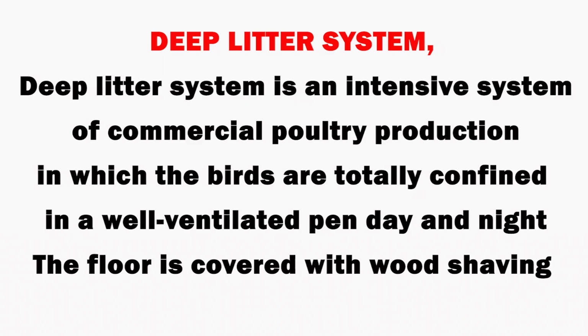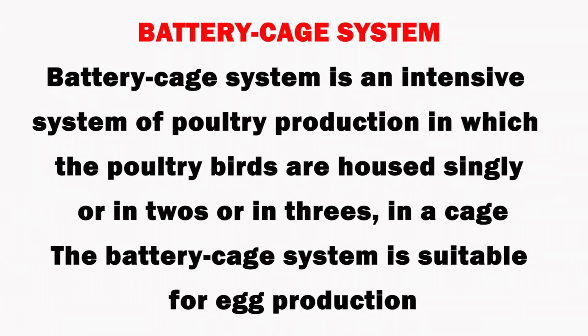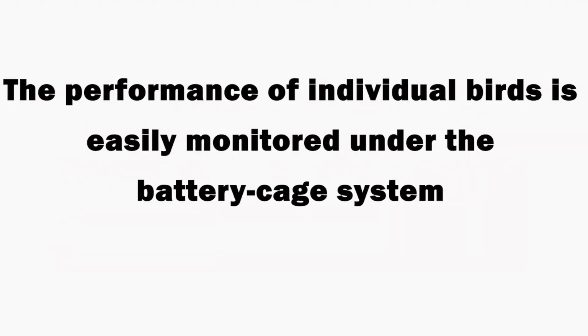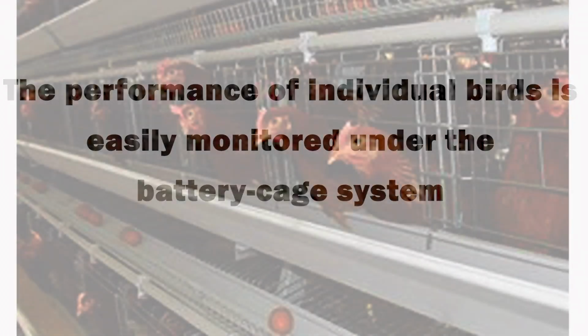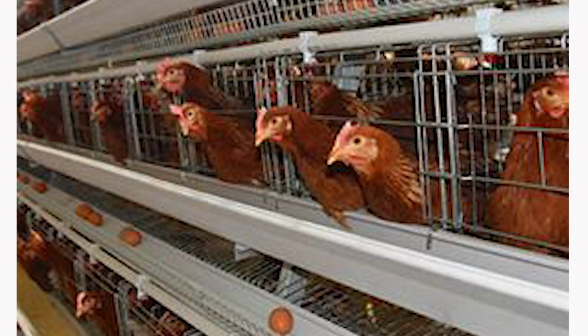All right, let us look at battery cage system. Battery cage system is an intensive system of poultry production in which the poultry birds are housed singly or in twos or in threes in a cage. The battery cage system is suitable for egg production. The performance of individual birds is easily monitored under the battery cage system. A diagram representing battery cage system is shown on the screen.